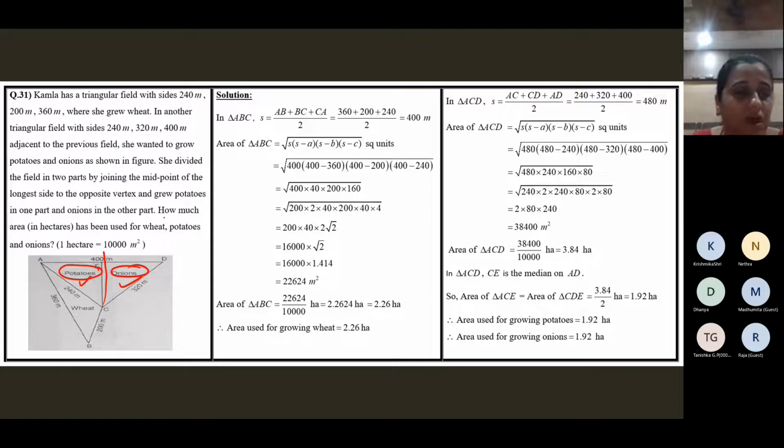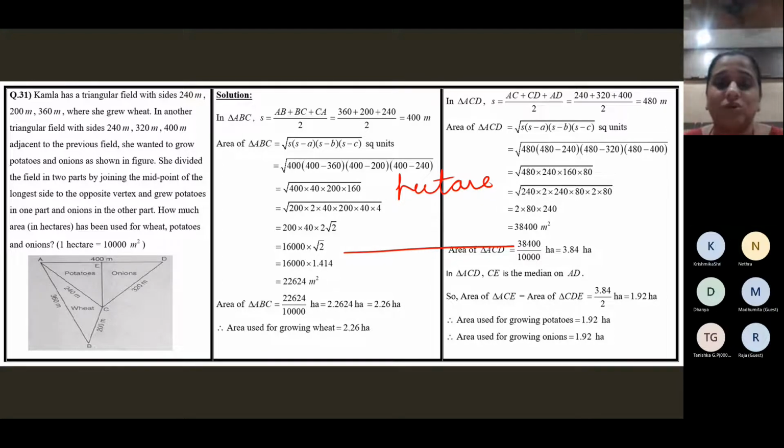Okay, let's read further. How much area in hectares? So again, what is this hectare? Hectare is a unit for area. When the land is agricultural land, it's really huge, so that's not measured in meters square. Hectare is a larger unit for measuring area. Hectare is not a unit of length. You cannot say the length of the field is 1 hectare.